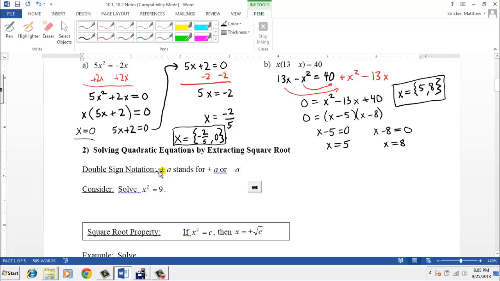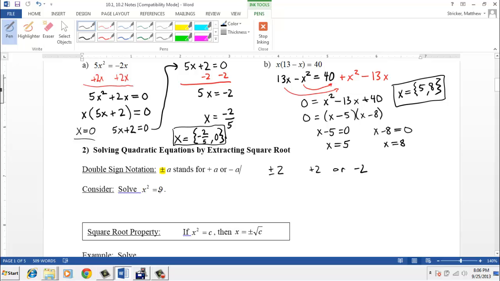That's when we have this plus or minus in front of a number. What that really means is plus a and negative a are both represented in that statement. So if I had something like plus or minus 2, that represents plus 2 or negative 2. Alright, so let's take a look at solving an equation like x squared equals 9.